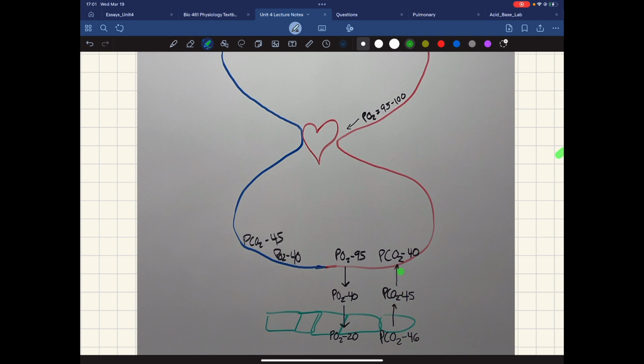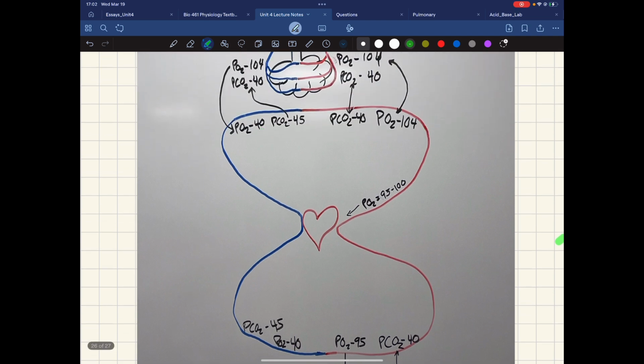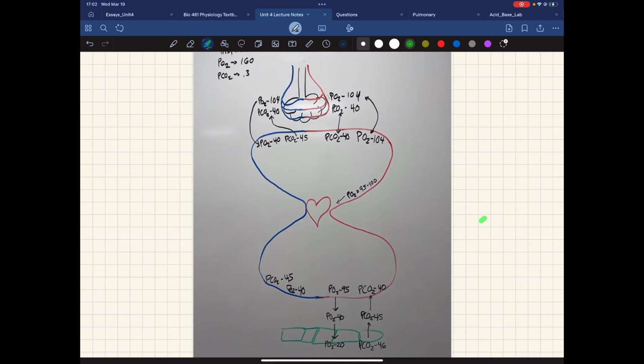And then in the blood is the same thing as up top, but the opposite. It's going to move from 45 to 40. And then when that exchange happens, we're going to leave on the venous side. After it's done with that exchange at the tissue, PO2 is going to be at 40, like we started with up here. And then our CO2 is going to be at 45 like we had up here, and it's just going to go through that cycle again. And this is all at resting.